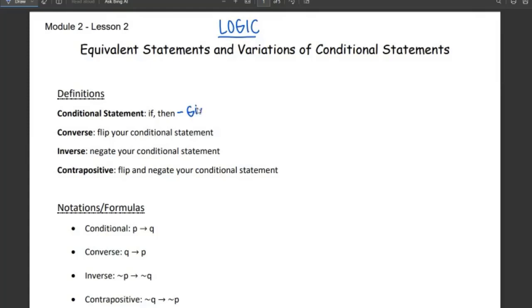This is going to be our given statement that we start out with. This is like our original statement. And then these three, converse, inverse, and contrapositive, are going to tell us what we do with our conditional statement. So the converse says to flip your conditional statement. The inverse, we are going to negate your conditional. And then the contrapositive, you do both. You flip and negate your conditional statement.